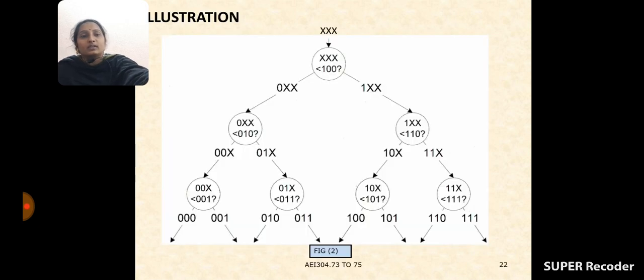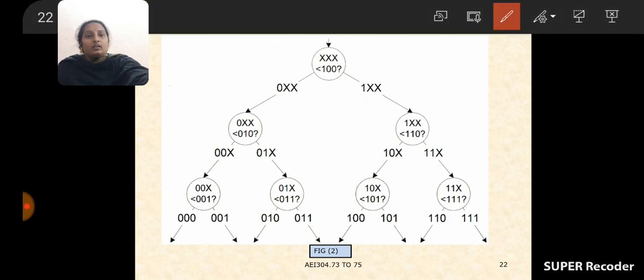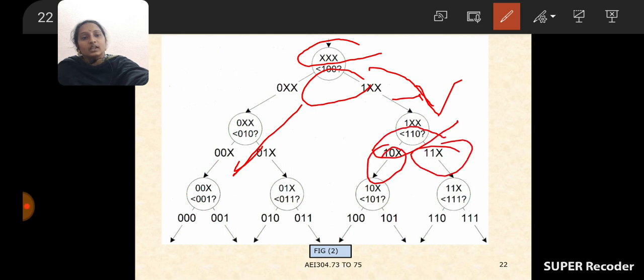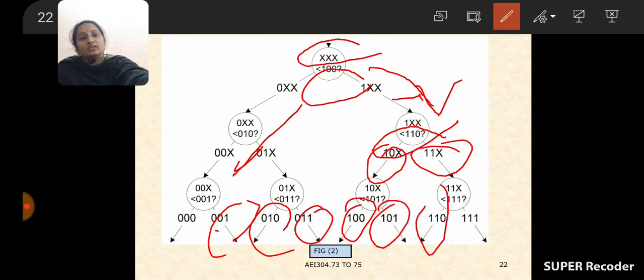See here, this is the illustration diagram. In the diagram, the first bit is 100. Some unknown value is compared with this one. If the unknown is greater than it, you follow this path, and if it is less than, the comparison goes this way. If it is 010, it is compared with 000. If it is 100, it is compared with 101. See here, 000 is compared with 001, 010 is compared with 011, 100 is compared with 101, 110 is compared with 111.